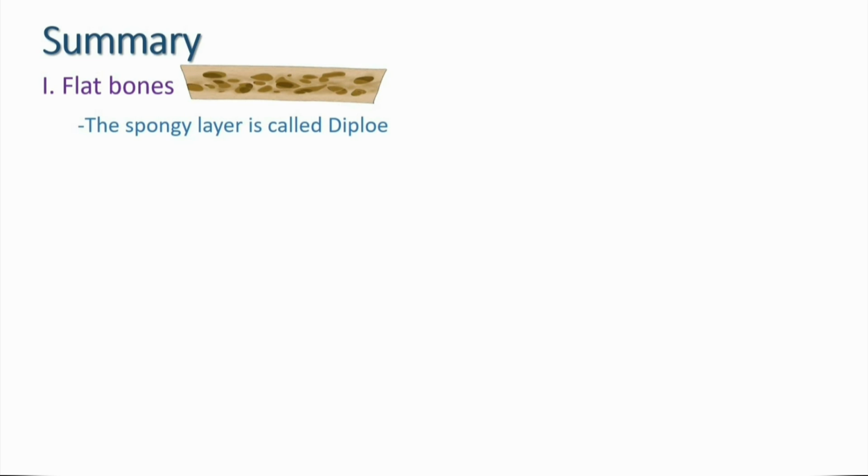Here for a summary, we first talked about flat bones, which will look like this. The spongy layer which is between the two compact layers is called diploe. Flat bones are a major source of red marrow, and they keep the marrow inside the diploe.